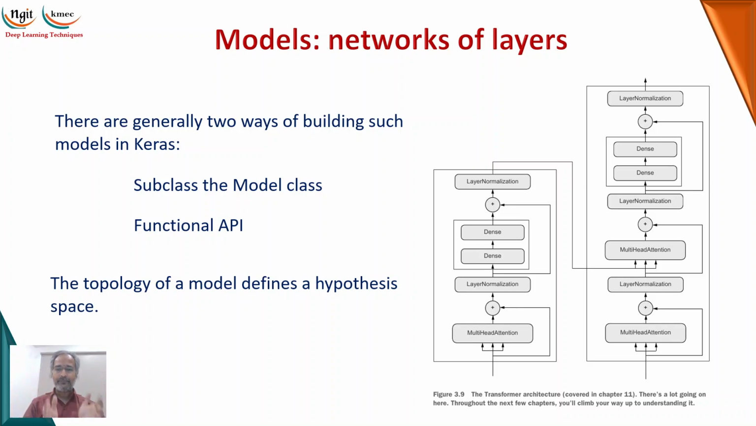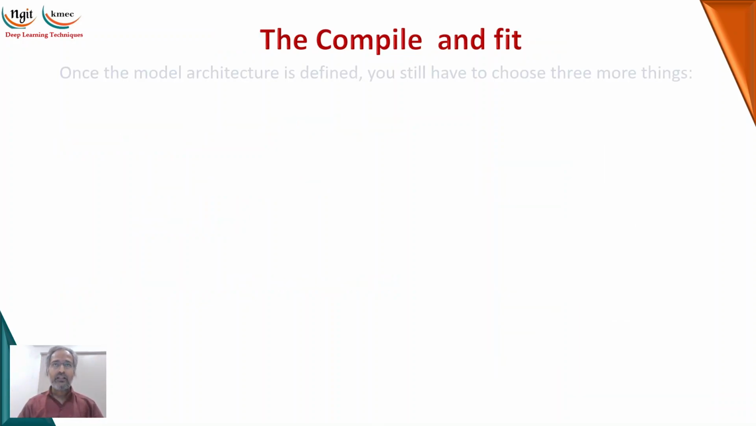A hypothesis space is all the weights that will be available in the hypothesis space only. The weights for the first layer, weights for the second layer, weights for the third layer, and how they will be updated, how they are connected, everything will be given by the topology. Now, once you build the model, by using the model you can define the model.